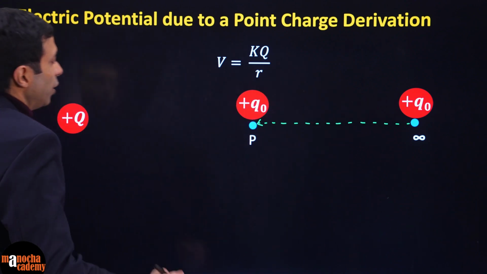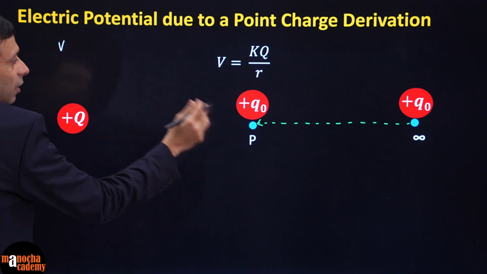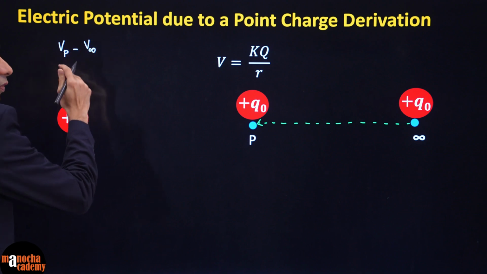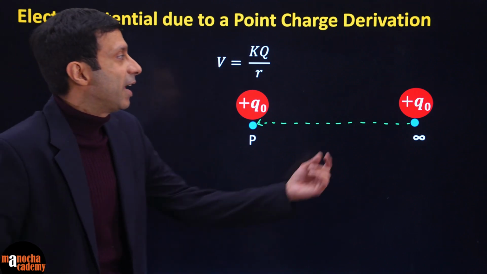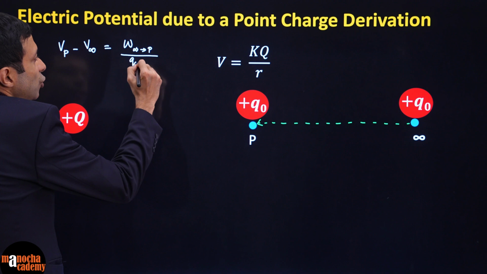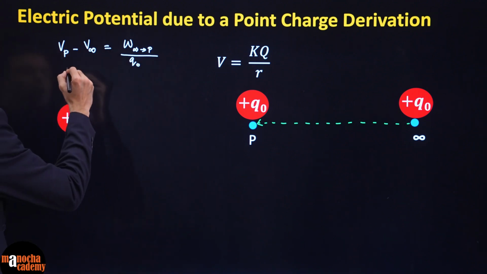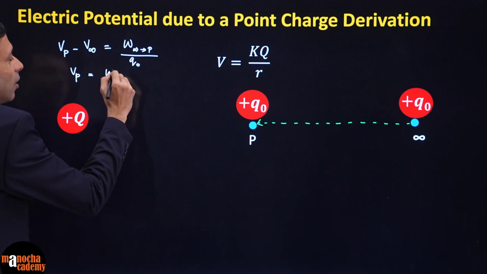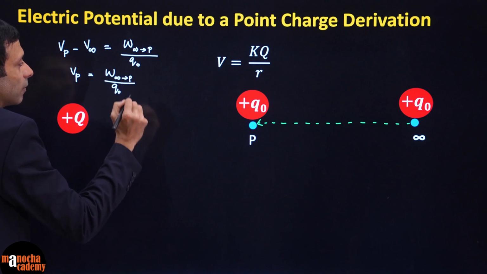Clear? So we know that electric potential difference Vp minus V at infinity, which we know is 0, so that's how it becomes the electric potential, is going to be the work done in moving from infinity to P divided by the test charge Q naught. Okay, makes sense? And we know that this V infinity is 0, so basically we know that electric potential Vp is going to be work done from infinity to P divided by Q naught.